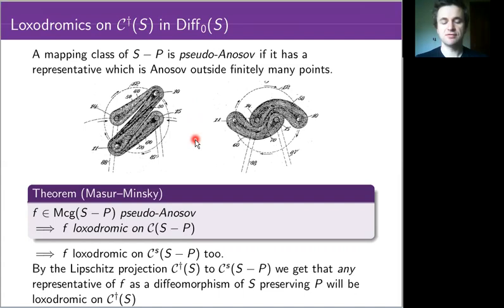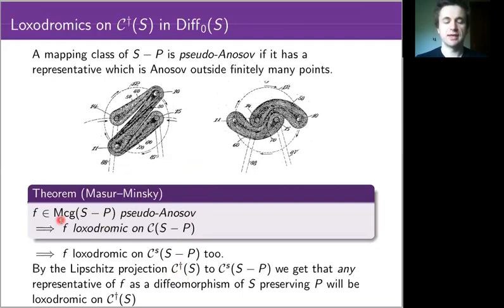And so the idea now for us will be to pick any representative of such a pseudo-Anosov mapping class on S minus P. Any such representative, as long as it preserves the fixed points of P, and show that that map will be loxodromic on C dagger. Why should that be true?